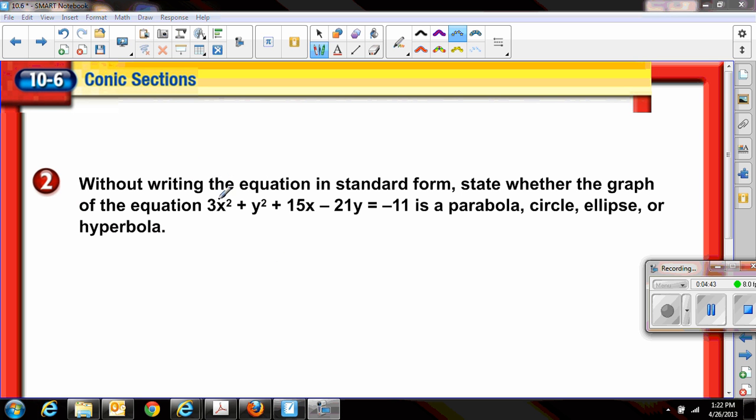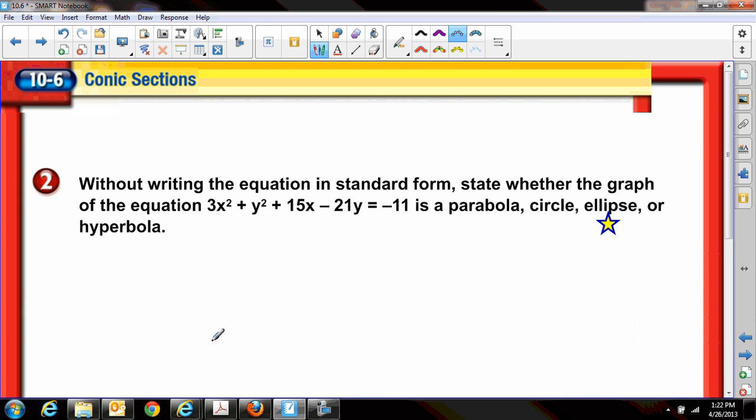Same question, 3x squared plus y squared plus 15x minus 21y equals negative 11. X squared, y squared, both there, not a parabola. 3, positive 1, not a circle. Positive 3, positive 1. Different numbers, same sign means ellipse.